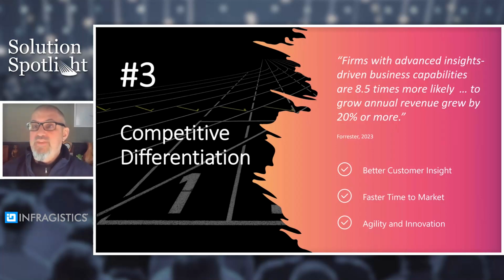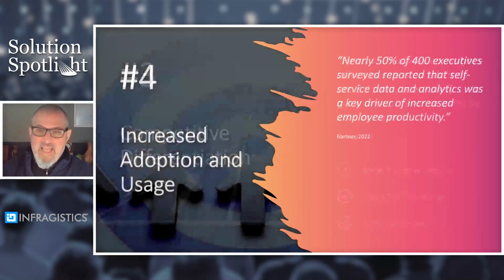So firms with advanced insight-driven business capabilities are 8.5 times more likely to grow annual revenue by 20% or more. So you're almost 10 times likelier to grow by 20%. And who doesn't want to grow by 20%? A lot of companies are still in startup mode. You're trying to get that growth. Well, this is where you can make a big difference. So that's from a recent Forrester survey around competitive differentiation and insights, business-driven insights in applications.